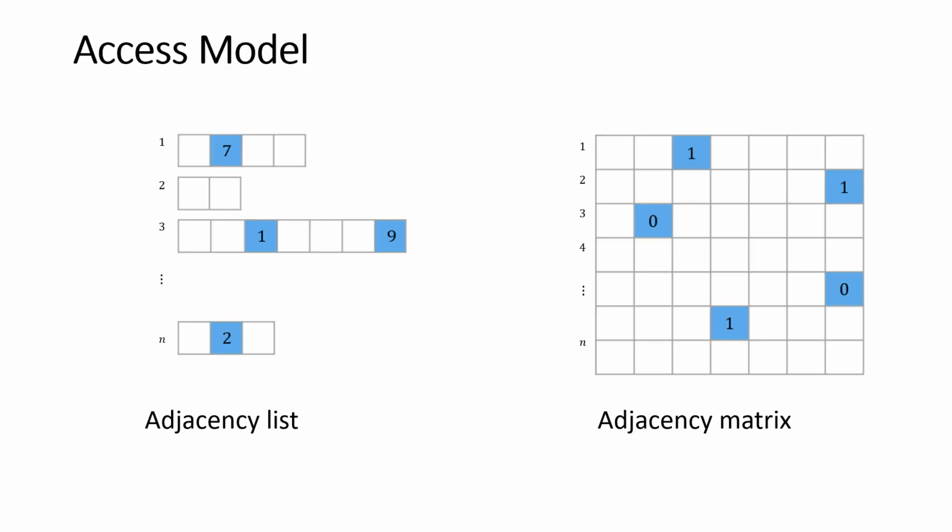For the sublinear access model, there are two models that one can consider. In the adjacency list model, the algorithm has access to the adjacency list of the graph, which means that for every vertex, it knows its degree, and we can ask for the ith neighbor of a vertex. In the adjacency matrix model, we ask whether, for example, vertices u and v are connected.